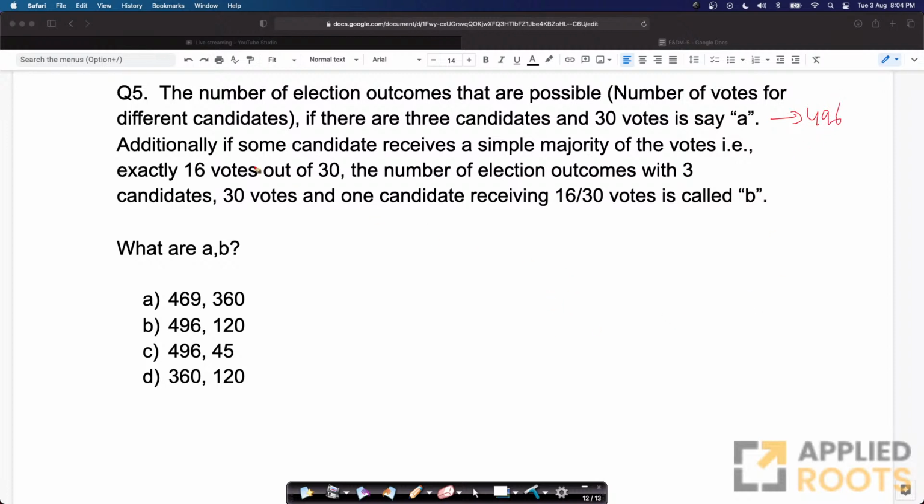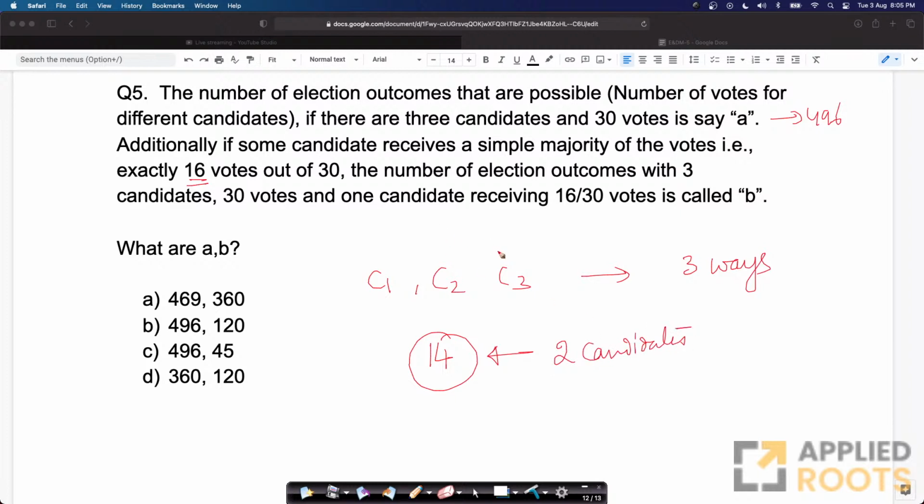What about B? It says, additionally, if some candidate receives a simple majority, which means he exactly receives 16 votes. So you have 3 candidates here. You can pick any one candidate in 3 ways. And that candidate got 16 votes. Now, you are still left with 14 votes. These 14 votes, you need to split them across 2 candidates now.